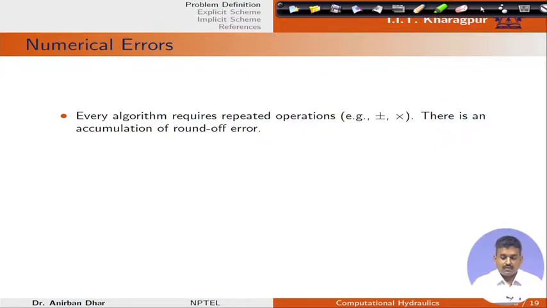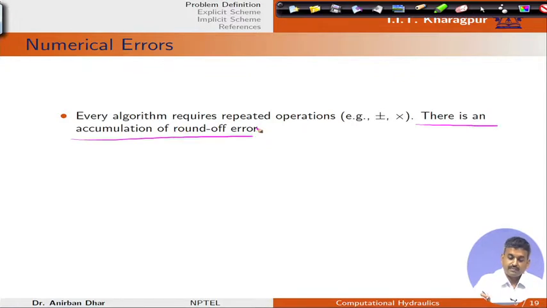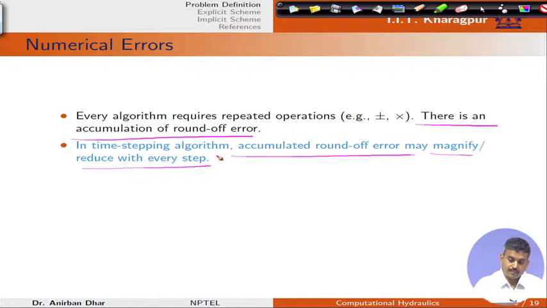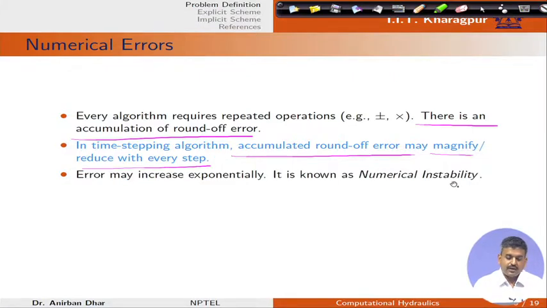We need to see a few things. For these numerical errors, every algorithm requires repeated operations, that is addition, subtraction, multiplication, division. So, there will be accumulation of round off error, and in a time stepping algorithm, whatever we have seen in our lecture number 10, the accumulated round off error may magnify or reduce with every step. If the error increases exponentially, it is known as numerical instability.